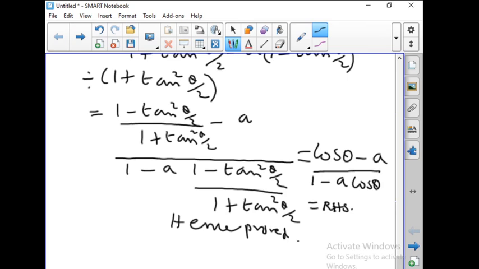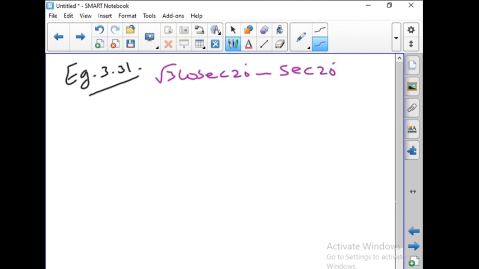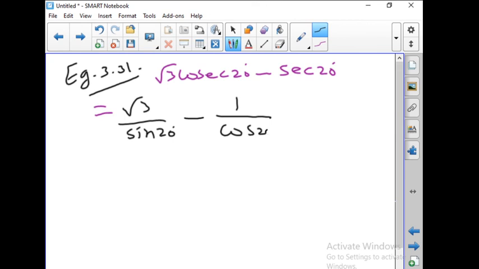Okay, one more example, a small example. Example 3.31. Find the value of root 3 cosecant 20 minus secant 20. So this can be written as root 3 by sine 20 minus 1 by cos 20, because secant theta is 1 by cos theta.